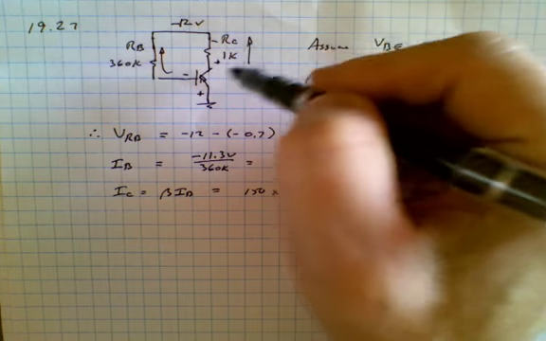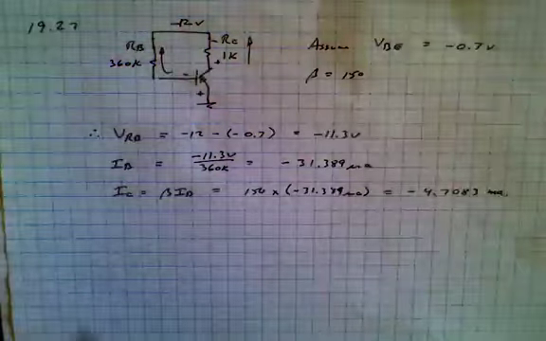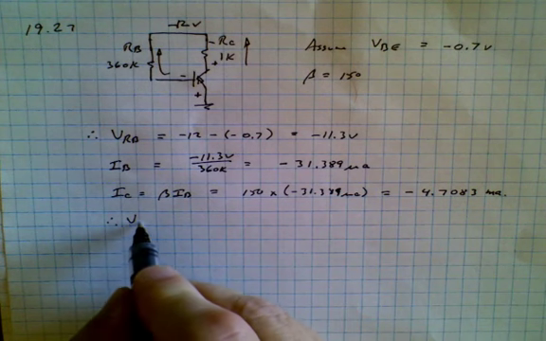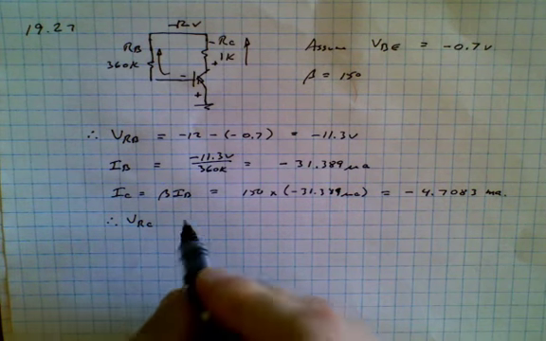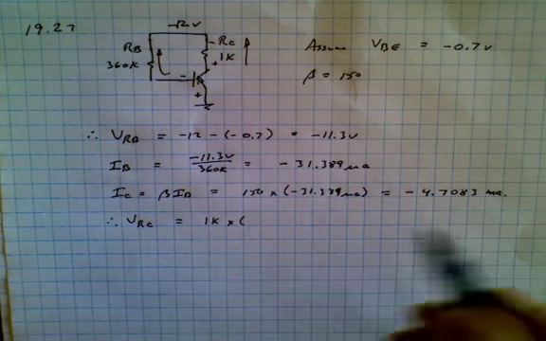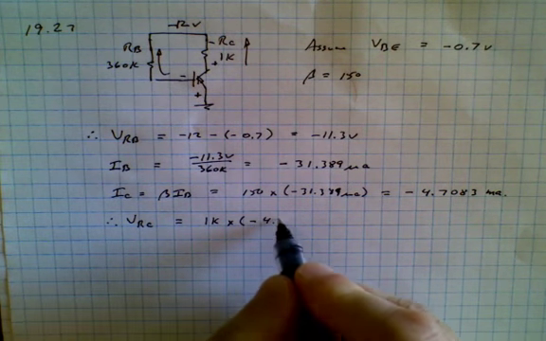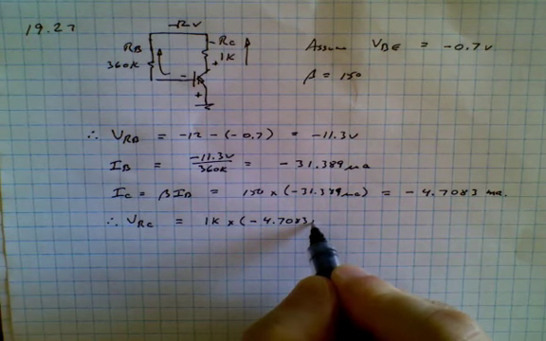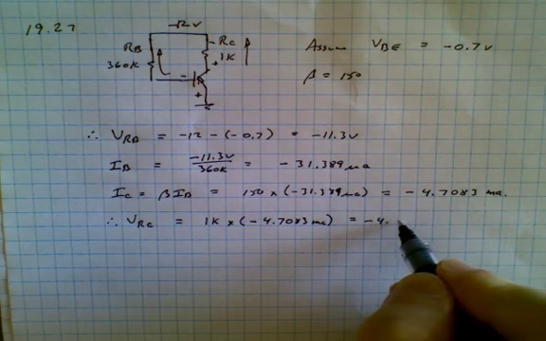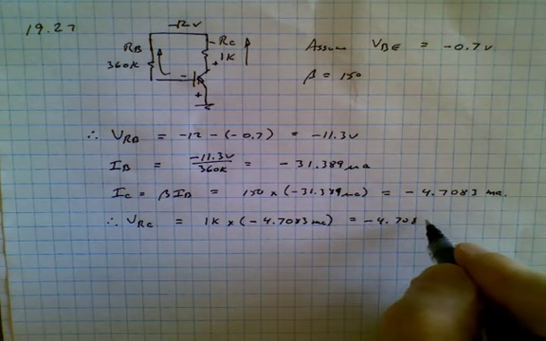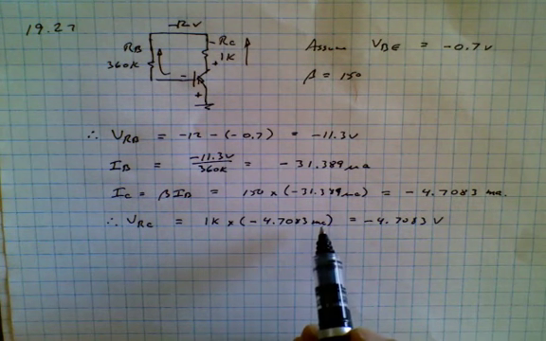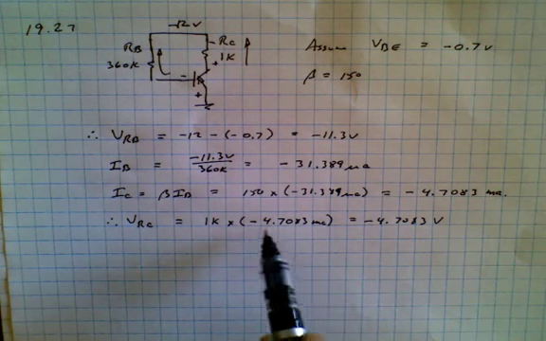So knowing the current in the collector resistor and knowing its resistance, we can find the voltage drop across the collector resistor RC. That's simply equal to 1,000 ohms times the current flowing in it, which is minus 4.7083 milliamps, is equal to minus 4.7083 volts. Whenever you have kilohms times milliamps, the terms basically cancel out and you end up with this number of volts.